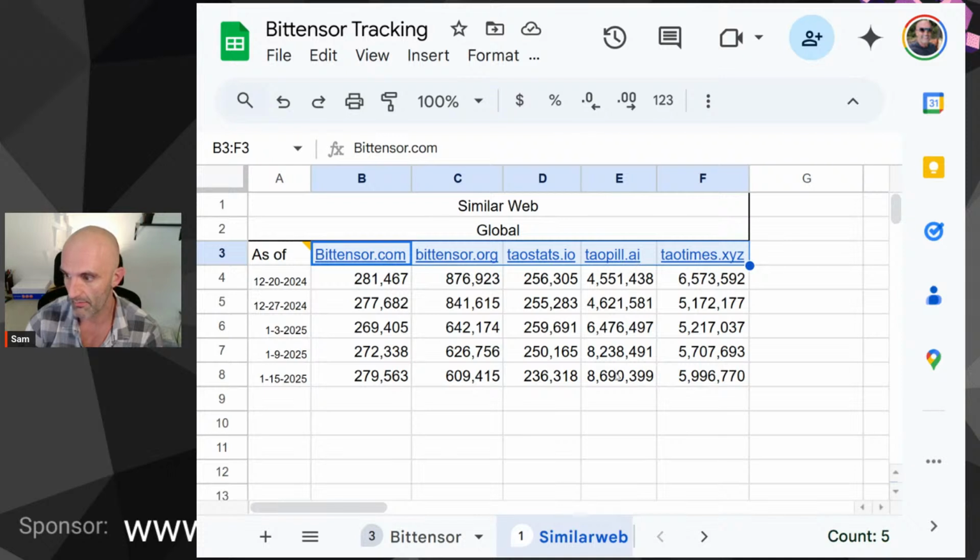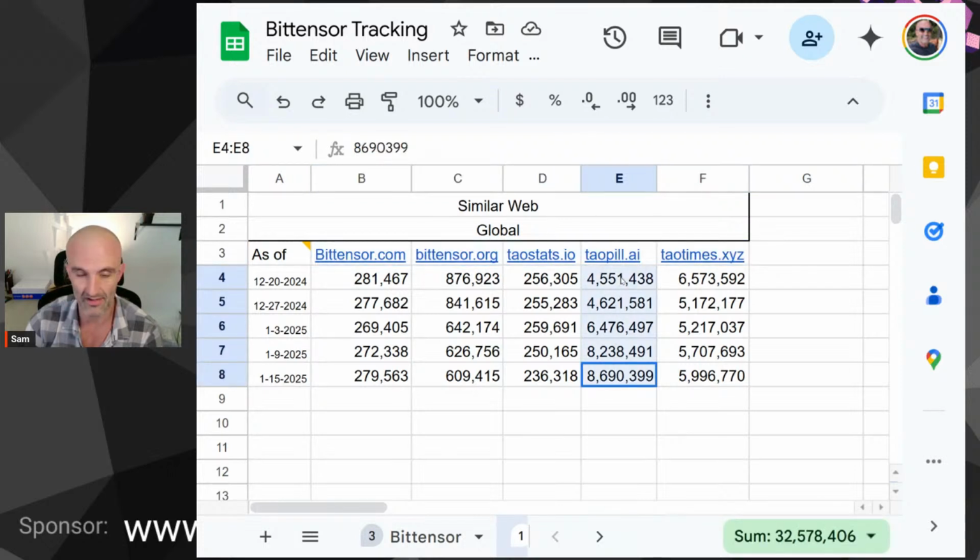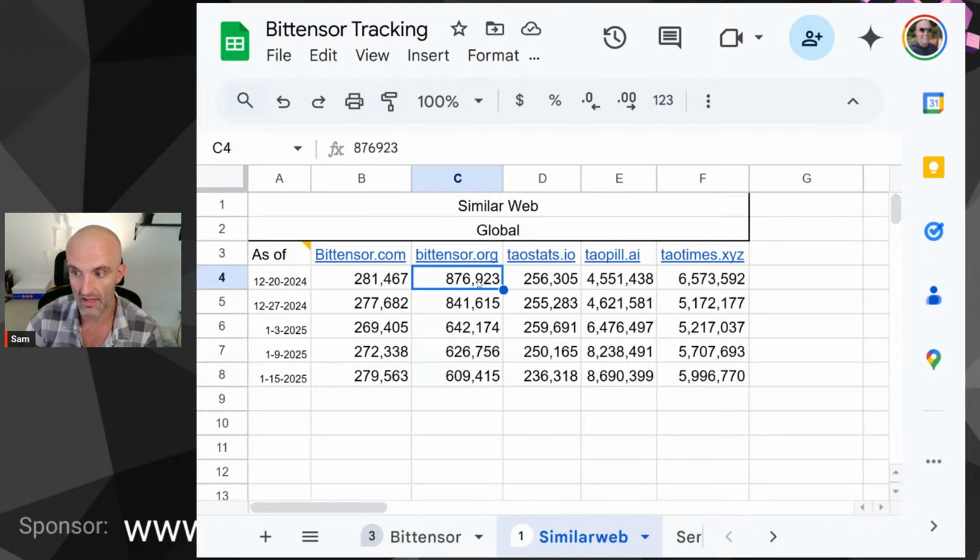This one will probably end up dropping because I don't think there are any updates or marketing happening to this site, because you see this site here is actually losing its relevance. This is a global ranking of all websites. So this site just keeps getting less and less relevant, while Bittensor.org, over the 5 weeks we've been tracking, has gained. It went from 876, 841, 642, 626, 609. So Bittensor.org continues to gain in terms of popularity.